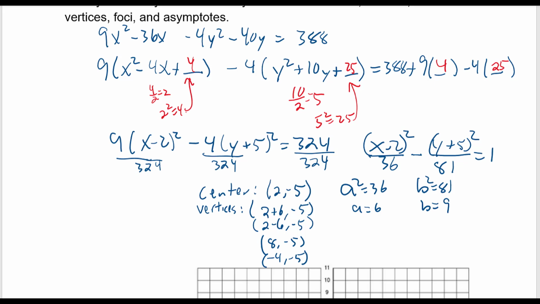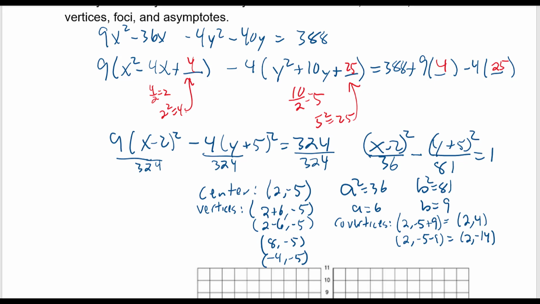Our co-vertices are going to be 2, comma, negative 5. What's our b? 9. So negative 5 plus 9. That's going to be (2, 4). And then 2, comma, negative 5 minus 9. So it's (2, negative 14). Ooh, my graph doesn't go down that low.